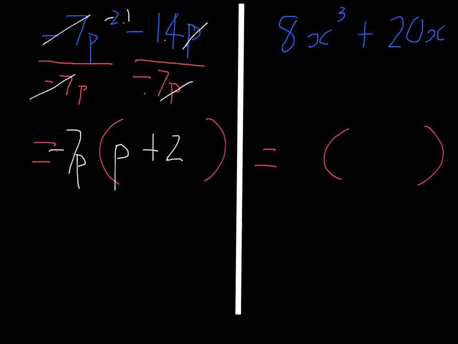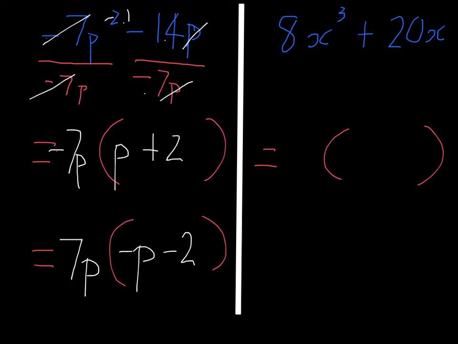Another answer that would have been acceptable could have been this. You actually could have said the highest common factor was 7p, and then you could have flipped the signs of everything inside the bracket. So it would have ended up with negative p take 2. That would have also been acceptable, but I prefer the first way, taking out the highest common factor and taking the negative out of the brackets.